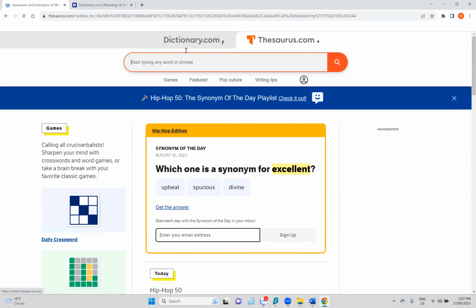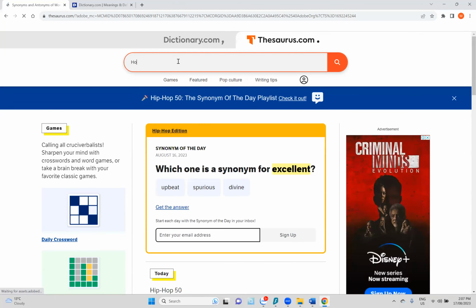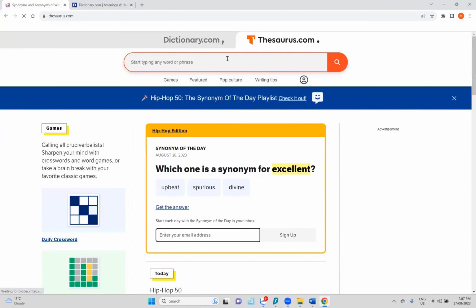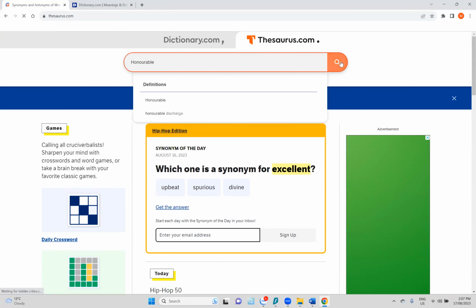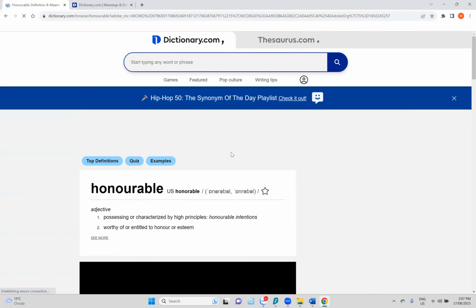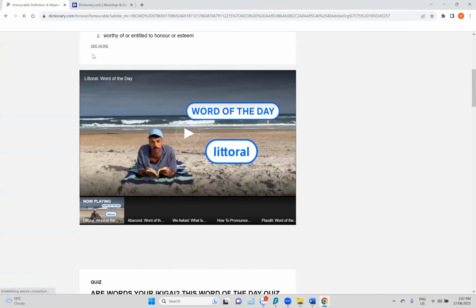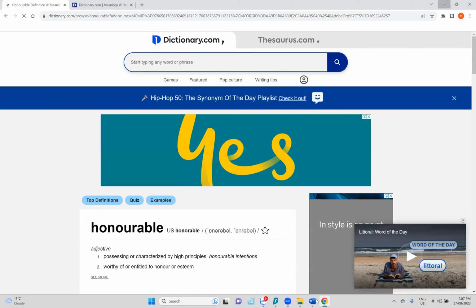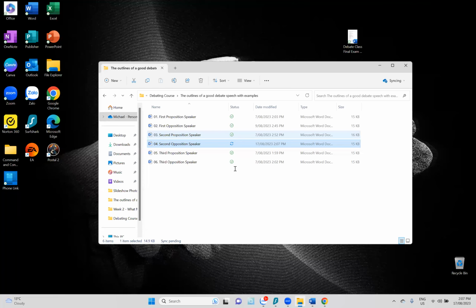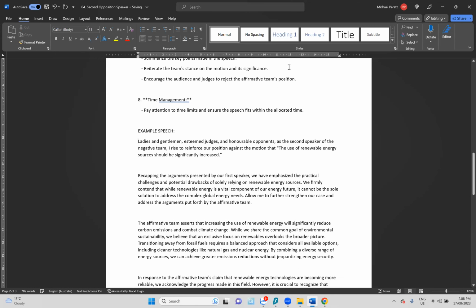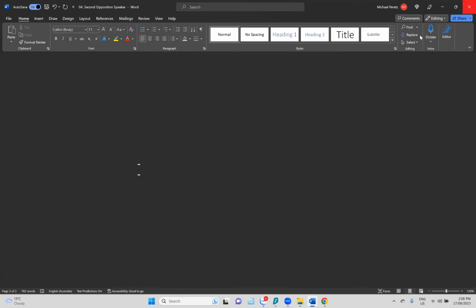We want thesaurus. This is deciding to not work very well for me today. Oh well, but you see what we can do there by using a thesaurus to formalize our speech further. So what I would like to spend today doing is going through.